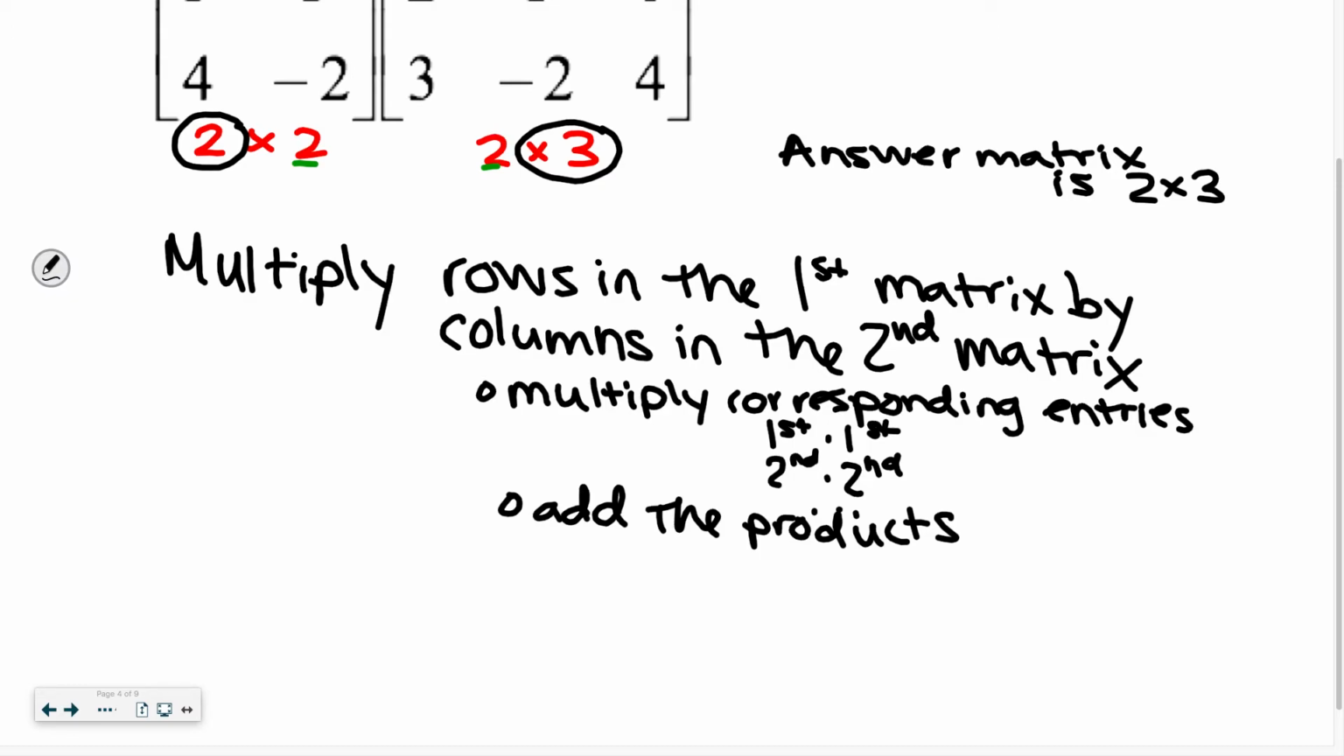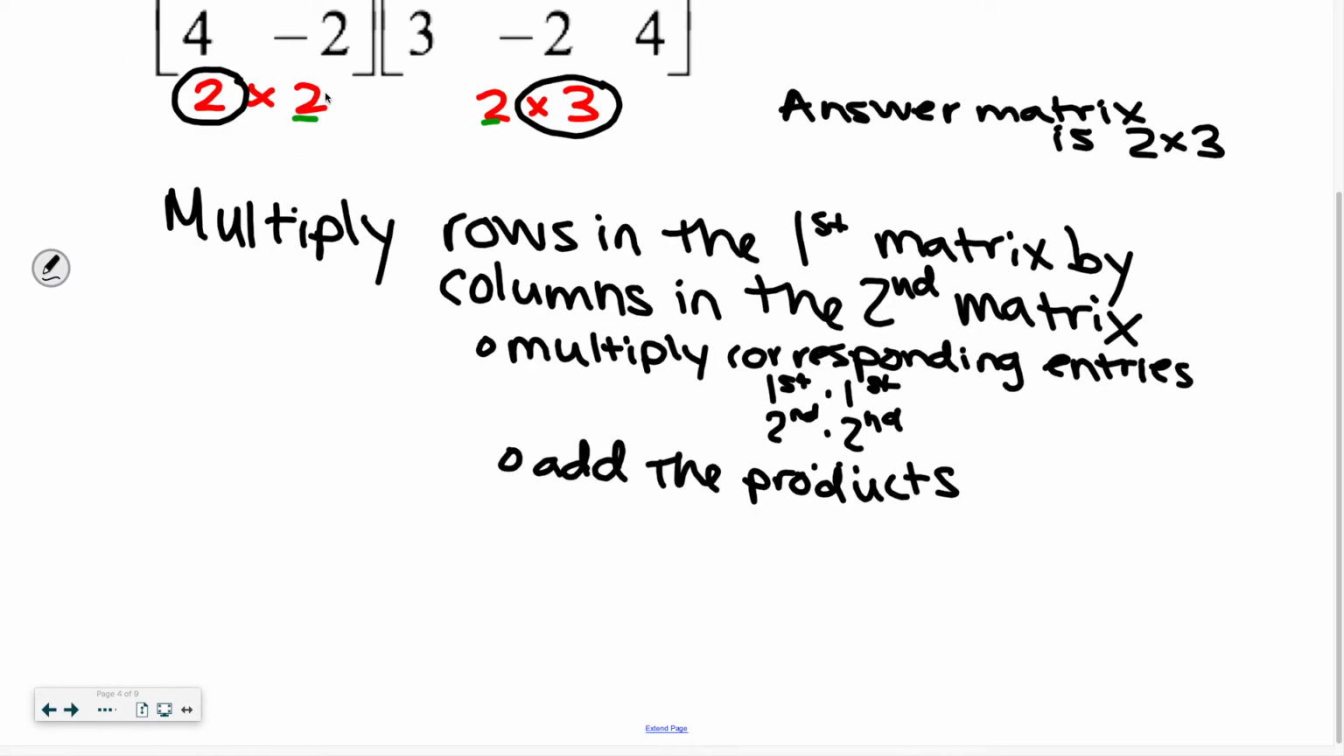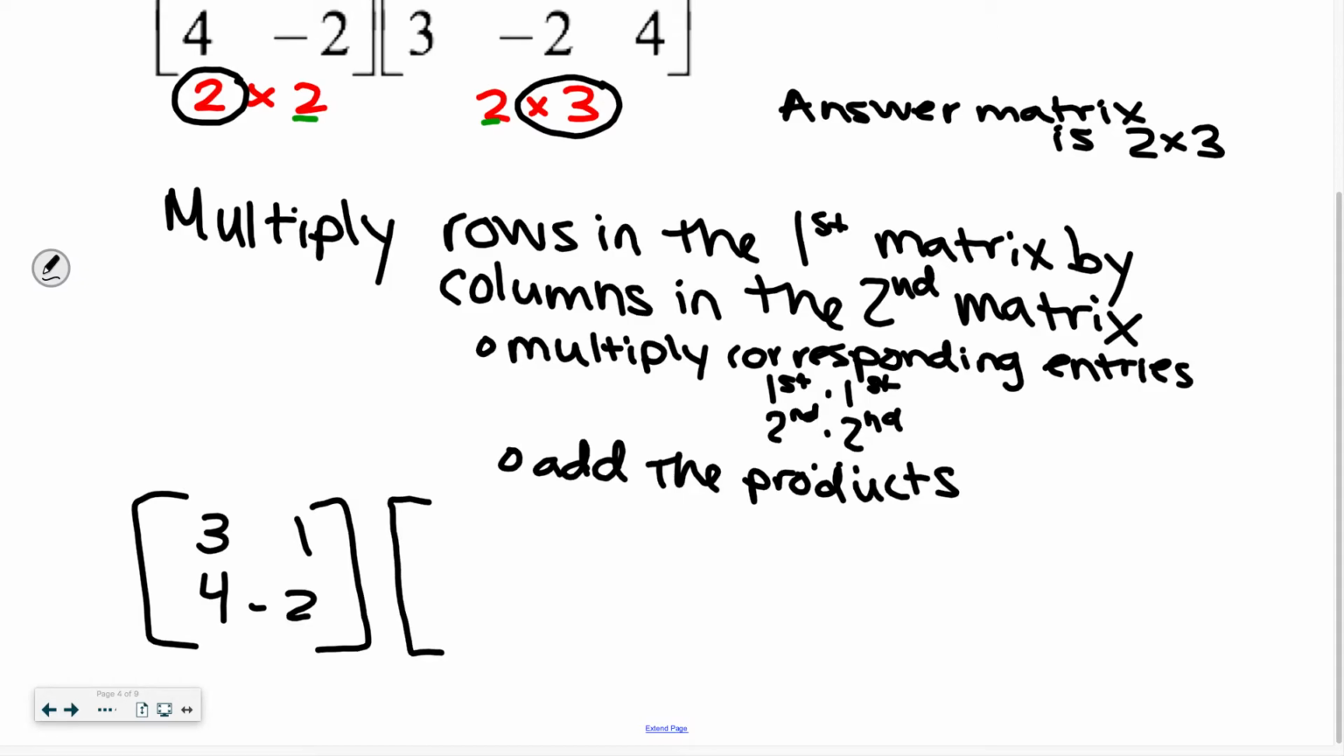I'm running out of room, so I'm going to copy down my matrices. I got 3, 1, and 4, negative 2. Can you read me the first row of the second one? 2, 1, 0. And 3, negative 2, 4. Did I get them right? Yes.